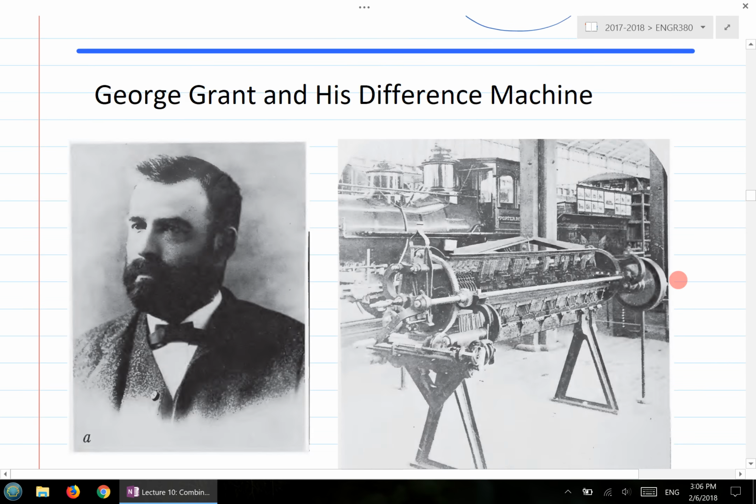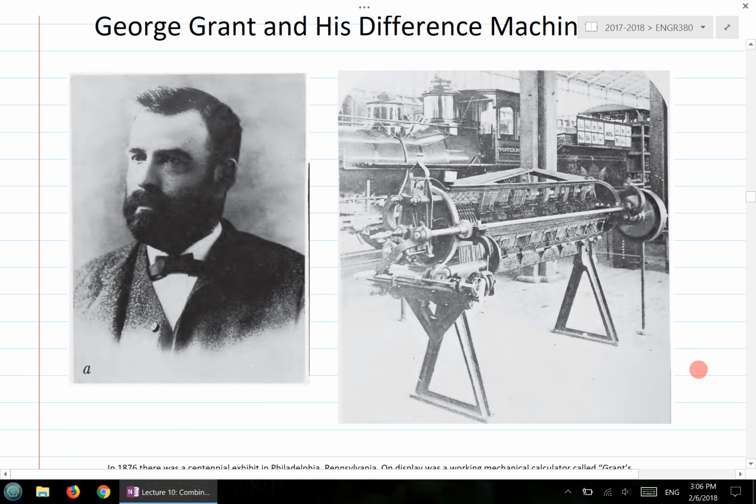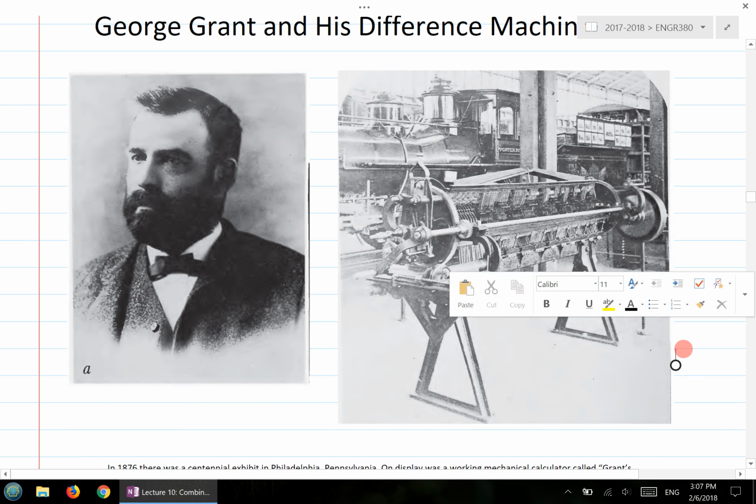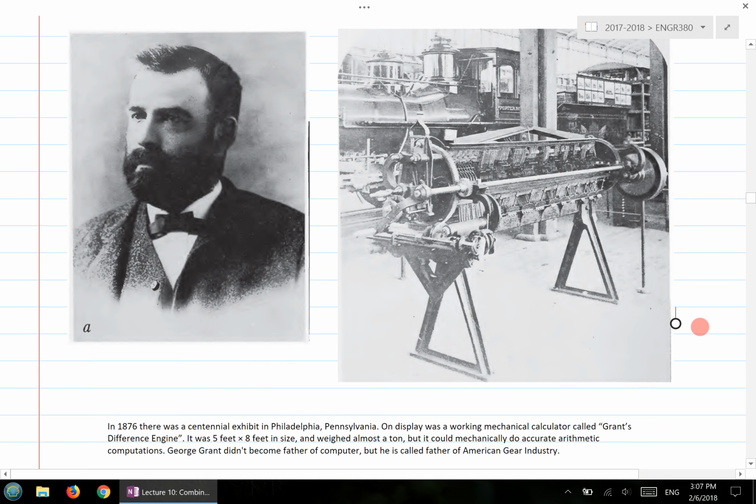Okay, so there's an important person that we have to talk about. If we have to talk about the gear, this guy is called George Grant, and the picture shows him here. In 1876, there was a centennial exhibit in Philadelphia, Pennsylvania. In that exhibit, there is this humongous machine, which is called Grant's difference engine.